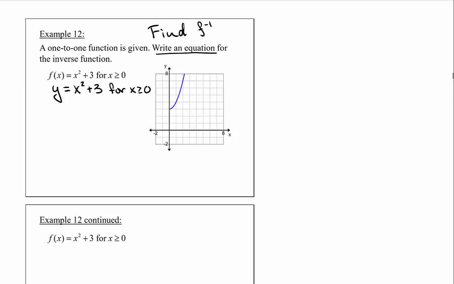didn't have that, then this graph would include the left side. If it included the left side, it would fail the horizontal line test and it wouldn't be a one-to-one function. But we need a function to be one-to-one in order to even have an inverse. So that's why we need this, so that we don't use that half and then it is one-to-one.